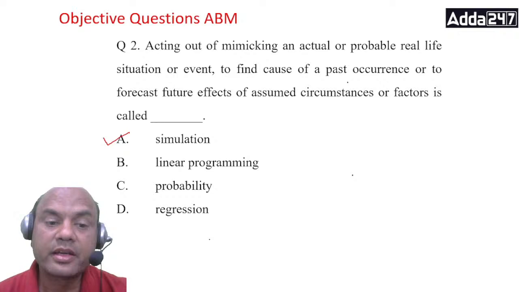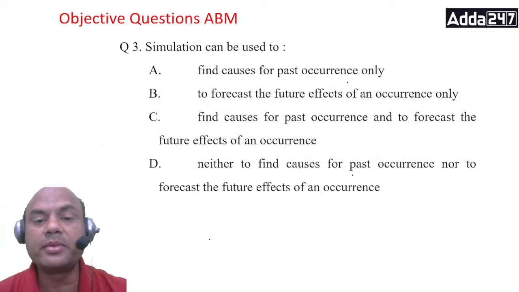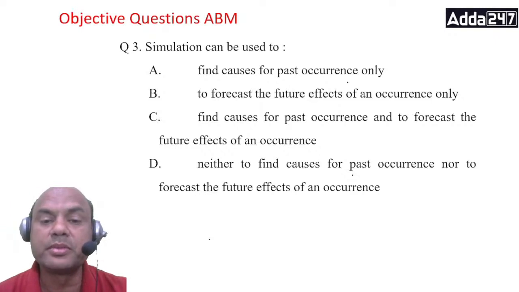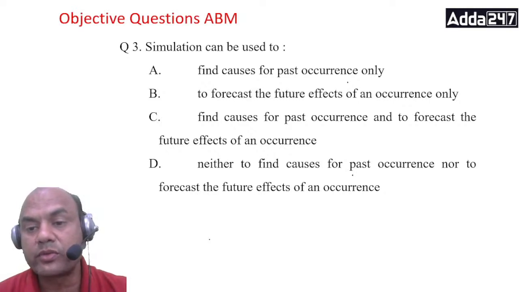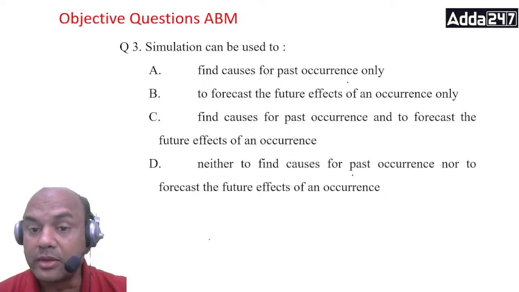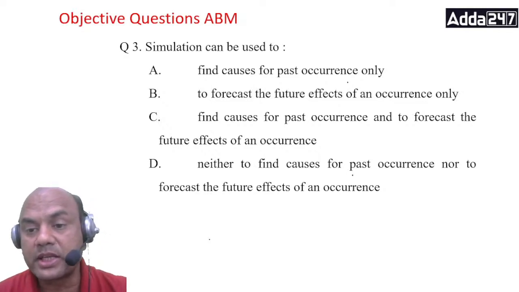It is A, right? Got it? Simulation can be used, means why do we use the simulation? To find causes of the past occurrences only. To forecast the future effects of any occurrence only. Or to find the causes of the past occurrence and to forecast the future effects of an occurrence.